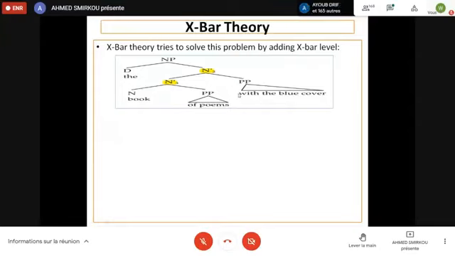And remember something very interesting. In X-bar theory, there are only two branches. So in NP, we have determiner, we have N-bar 2. In N-bar 2, we have N-bar 3 and preposition phrase. In N-bar 3, we have the noun and the preposition phrase. In X-bar theory, there exist only two branches. You cannot find three.